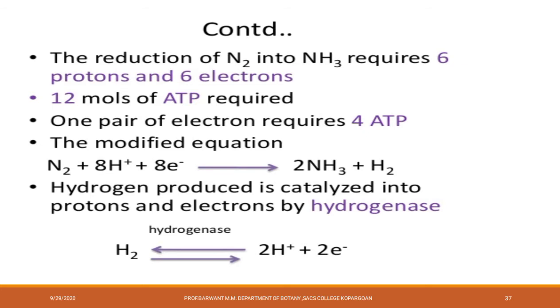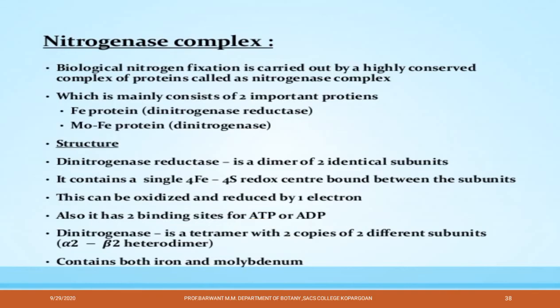The modified equation: N2 + 8H+ + 8 electrons gives 2NH3 and 1 H2. Hydrogen produced is catalyzed into protons and electrons by the hydrogenase enzyme. H2 gives 2 protons and 2 electrons. Nitrogenase complex, how does it work?